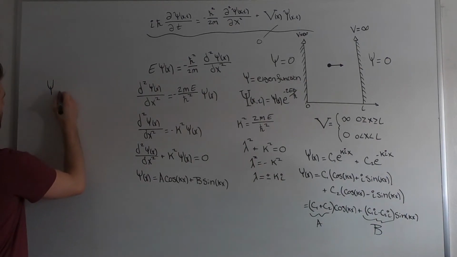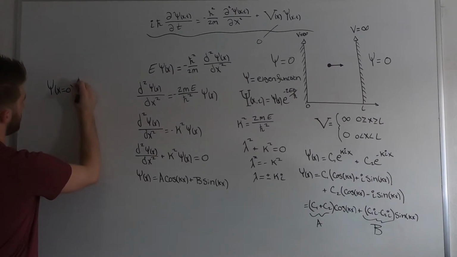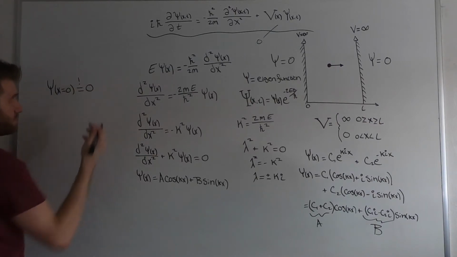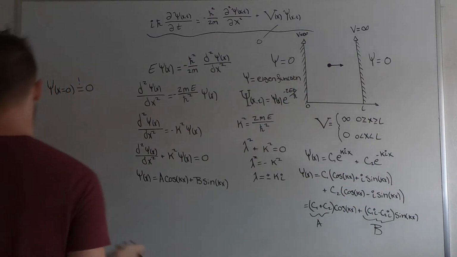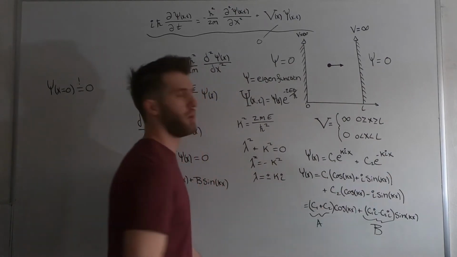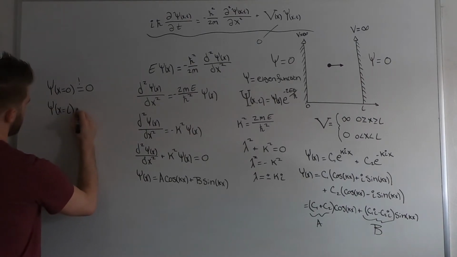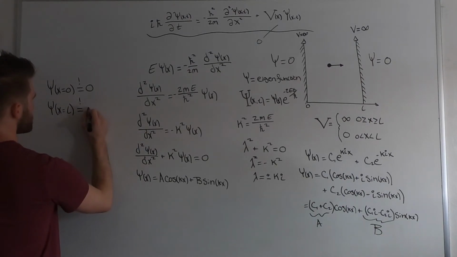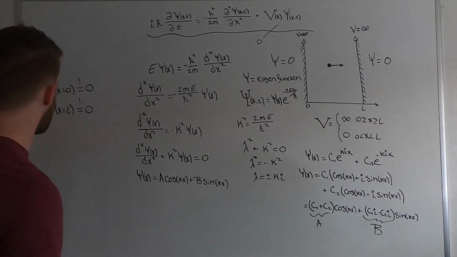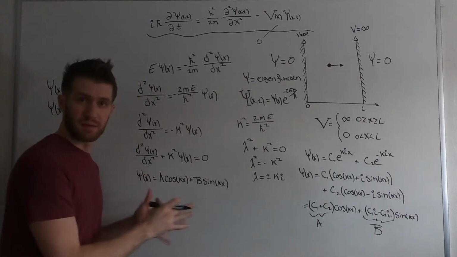Because of this, we can say that our eigenfunction where x is equal to 0 must be equal to 0. Pretty easy. And then similarly, we have to establish the same condition at the point L in the box. So our eigenfunction where x is equal to L must necessarily be equal to 0. And now we can use this to work this problem out.